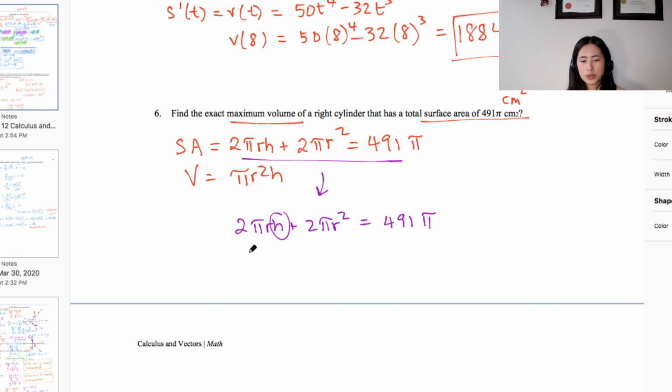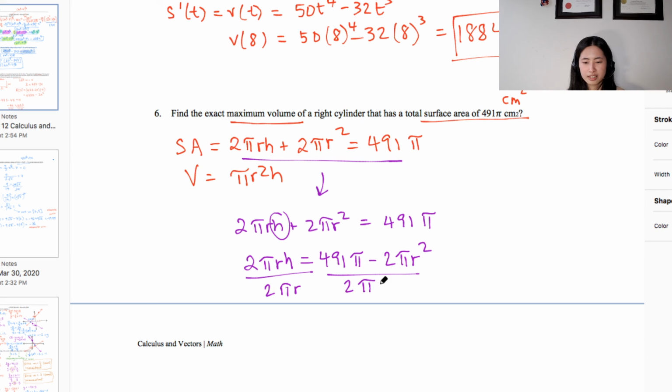Okay, so all you do is you take 2 pi rh and isolate that on one side. And then you take 491 pi and move this 2 pi r squared to the opposite side, so this is minus 2 pi r squared. And what else? You can actually divide this by 2 pi r. There we go, 2 pi r. Can you guys see that? So I'm canceling 2 pi r, and then I'm left with h.